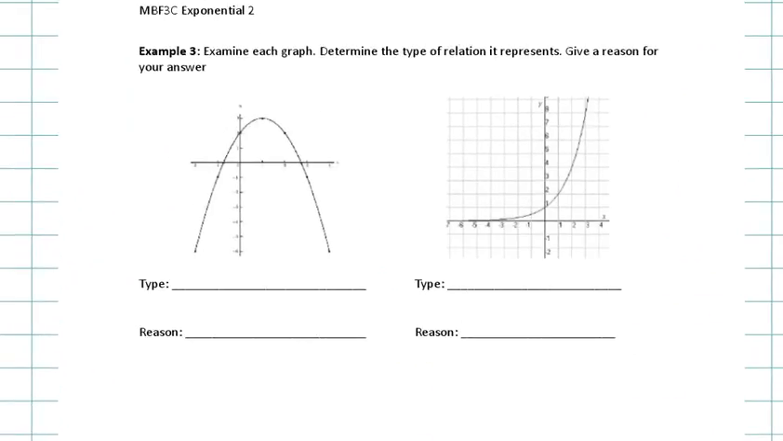So, examine each graph, determine the type of relation that it presents, give a reason for your answer. What's the first one? Quadratic. Why? The second one? Exponential. Can you tell me if it's growth or decay?